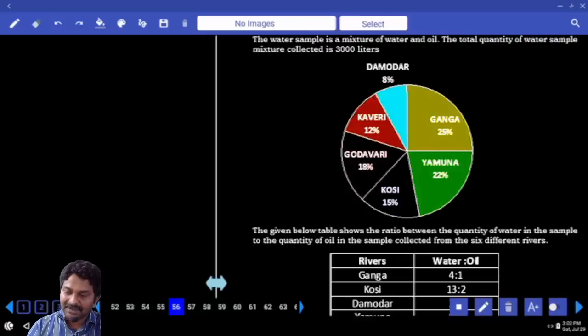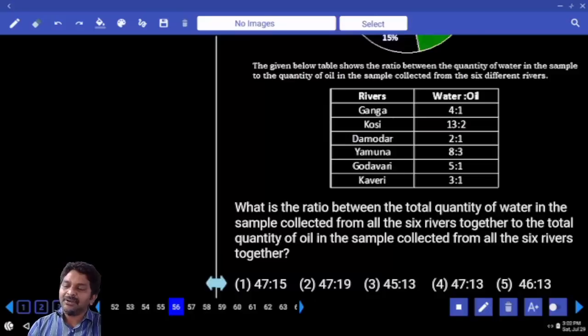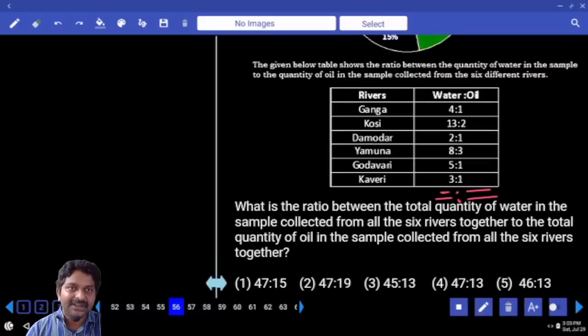Let's see. What is the ratio between total quantity of water in the sample collected from all 6 rivers together to the total quantity of oil in the sample collected from all 6 rivers together? This is not related to a particular river. The question is about all 6 rivers together. Now we need to calculate all water quantity and then all oil quantity. And finally we need to get the ratio. Will it take time or not?